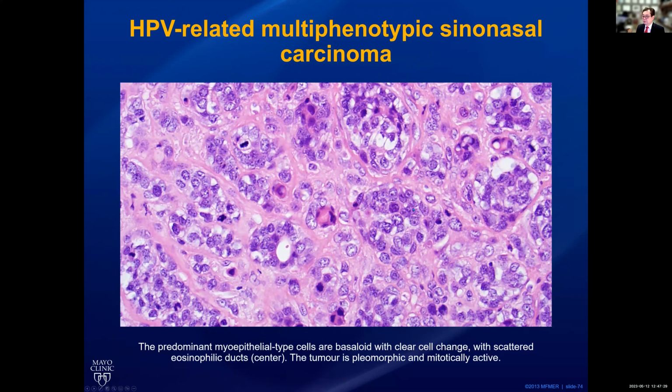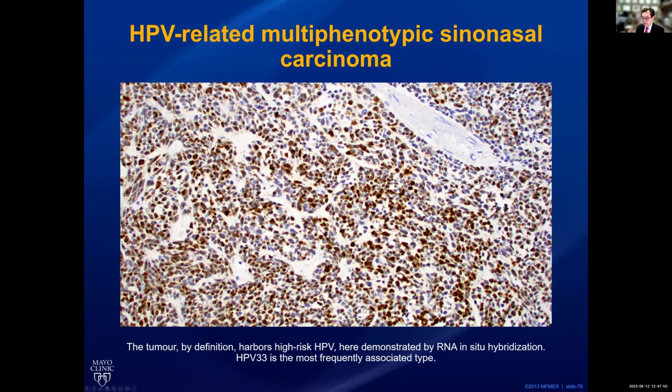And sometimes you see clearing change, myoepithelial change, and again, c-KIT, we showed a c-KIT immunostain before, and that's why it was called adenoid cystic carcinoma. And later on, we realized that this is not the same. So here is again the RNA in situ hybridization for HPV 33. It's very important to understand that different types of HPV induce different lesions, different problems.